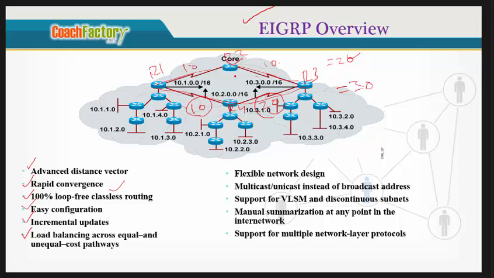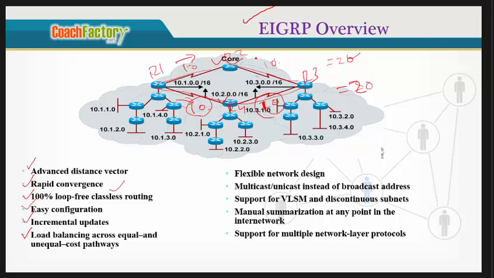But in EIGRP, if we have the same cost also, 10 plus 10, 20 and 10 plus 10, 20 here also, then EIGRP, as well as other routing protocols, will use both paths as best, and they will do what? Load balancing. They will send the data packets from both the connections. So they will load balance using both the paths because they have the same cost. So that is known as what? Equal cost load balancing. This will be done by each and every routing protocol.